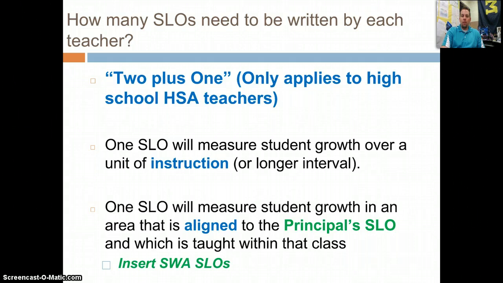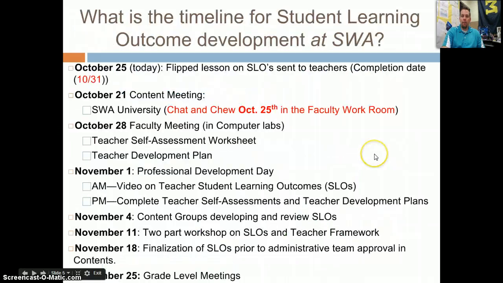One of your SLOs will be based on an instructional goal over a long interval. Sometimes that's a unit, and some of them will be based on years. You can determine that with your department chair. Your other SLO will be aligned with the principal's student learning outcomes for the entire school. You will learn more about those on October 28th.